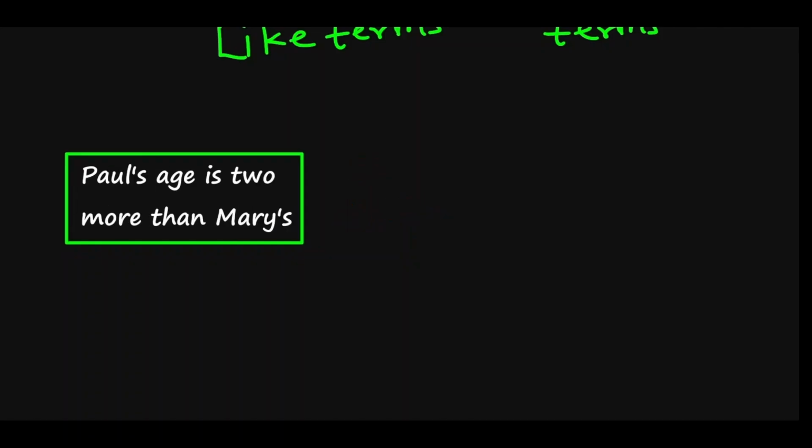Now see this one. Paul's age is 2 more than Mary's. Again, easy, just like the last time. Paul's age is dependent on Mary's age. Since we don't know Mary's age, we can't know Paul's age. So Mary's age has to be what we are looking for first. So let's say that Mary's age is Y. So if Mary's age is Y, then Paul's age is 2 more than that, that is 2 plus Y or Y plus 2.